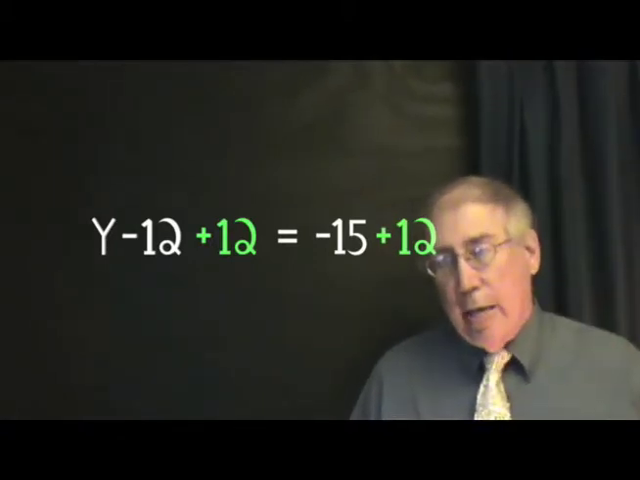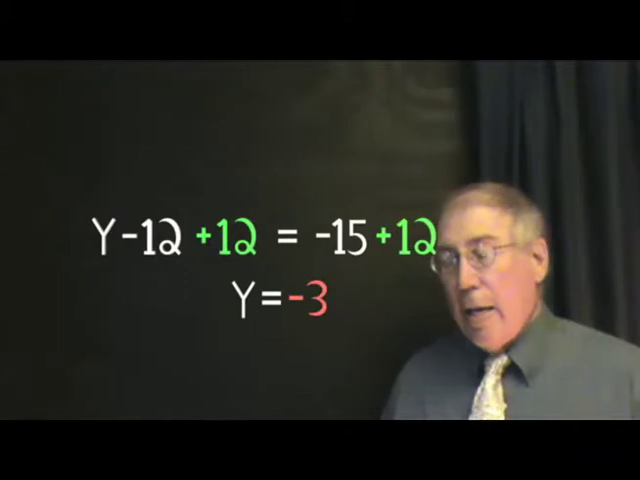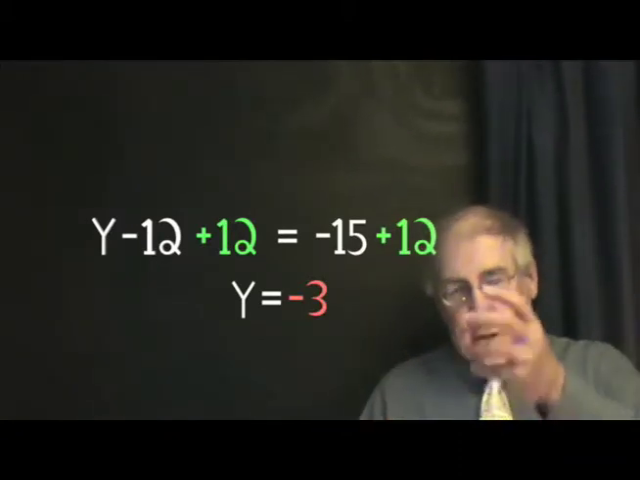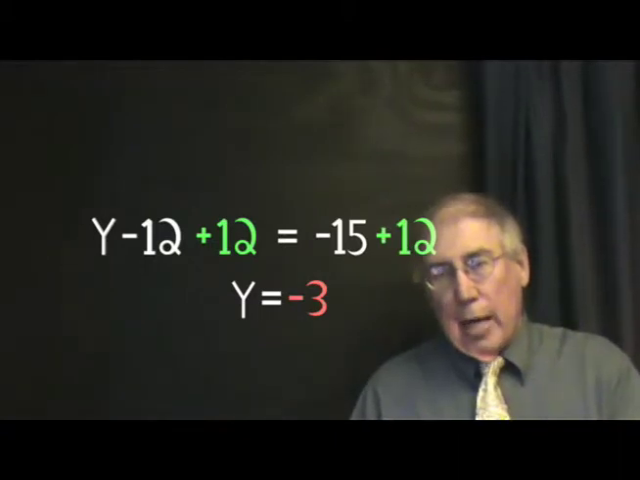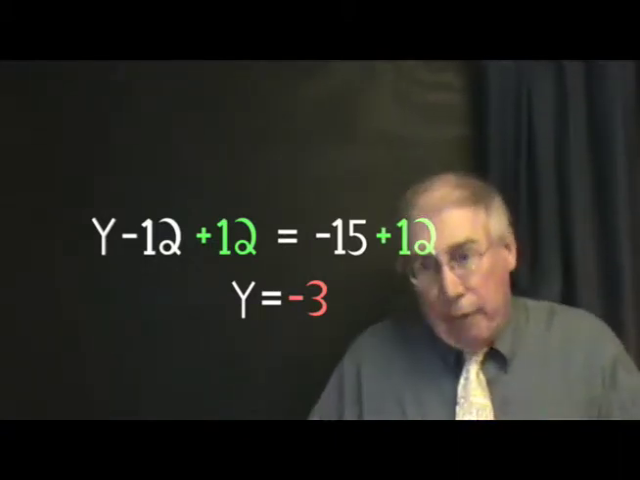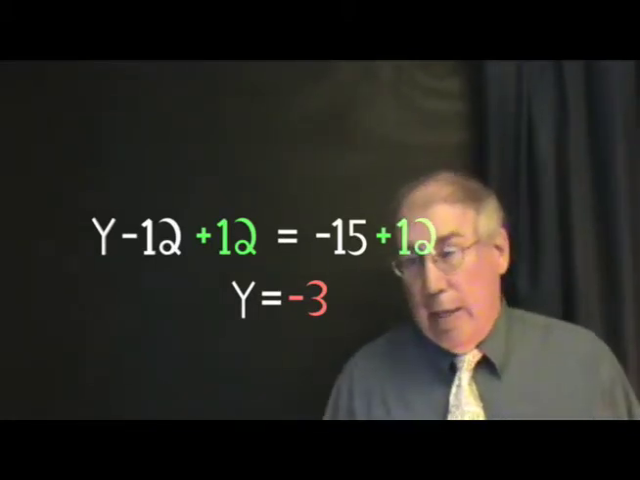On the left-hand side, negative 12 plus 12 is 0, so we'll just get y. And on the right-hand side, we have negative 15 plus 12. Now, the signs are different there, so we can subtract and put the sign of the larger absolute value. In this case, that's 15, and we'll get negative 3.